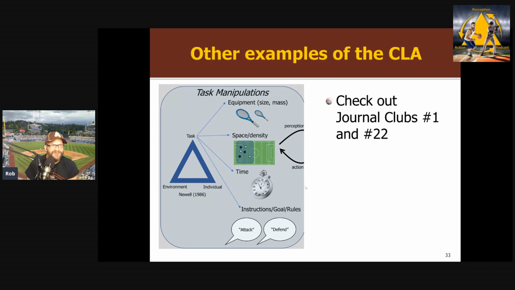One of the most fun parts of using the constraints-led approach for me, and one of the reasons I like it, is it seems like an infinite number of possibilities you can use. And it's really fun kind of exploring and coming up with different constraints you can use.